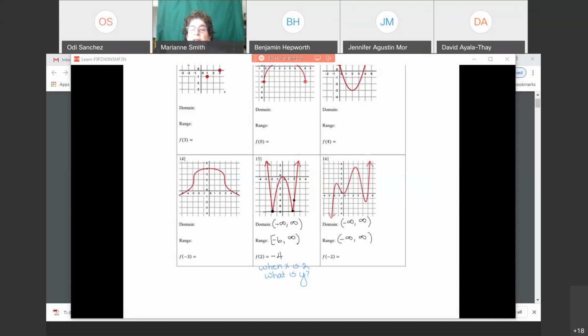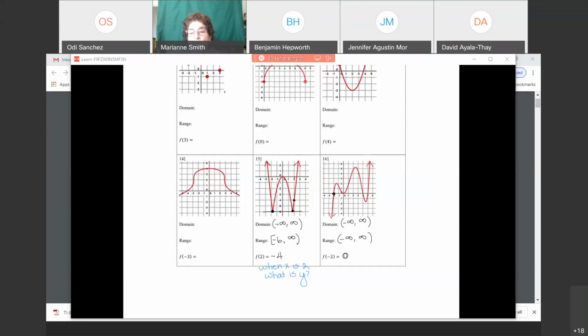The next thing we want to try to do is evaluate the function when x is negative 2. What do you think the value of the function is when x is negative 2? That would be right here. And I do agree with everybody who's typing, that's a 0.